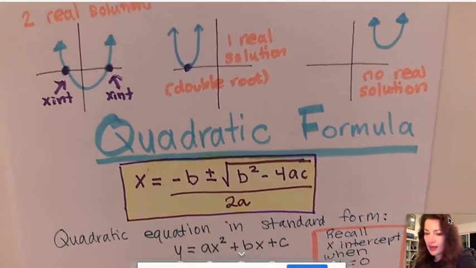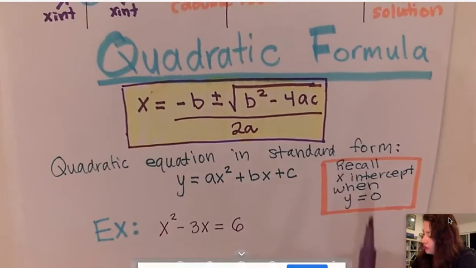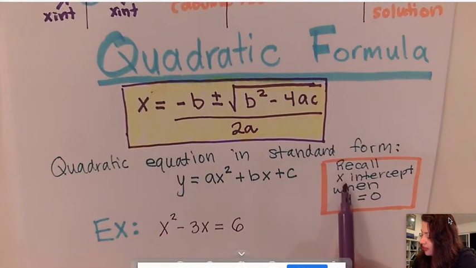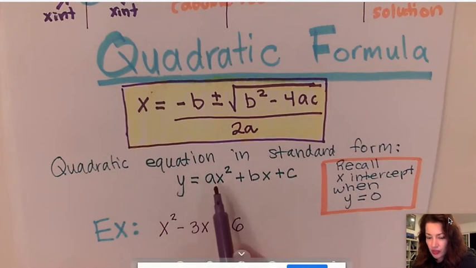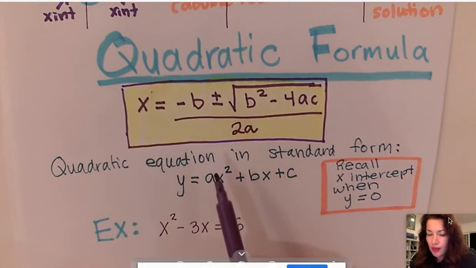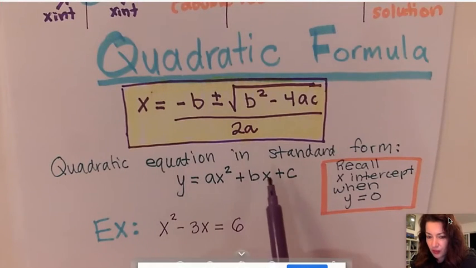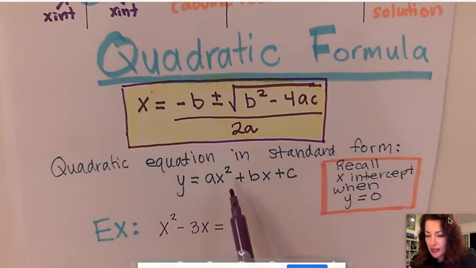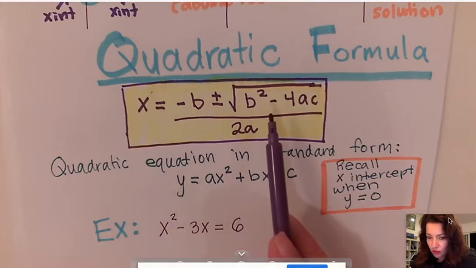All right, so looking at the formula, I'm going to do one example. And again, to remind you that when we have an x-intercept, it means that y equals 0. So when we use our formula, you want to make sure that your equation is in standard form first before you identify the a value, the b value, and the c value. Once it is in standard form, then you can go ahead and plug it into the formula.